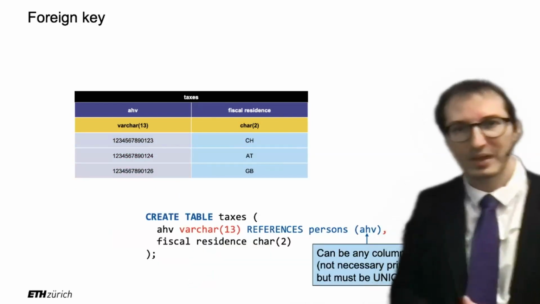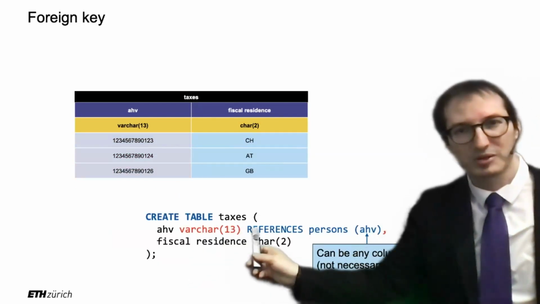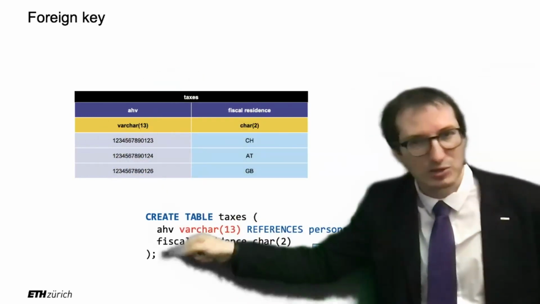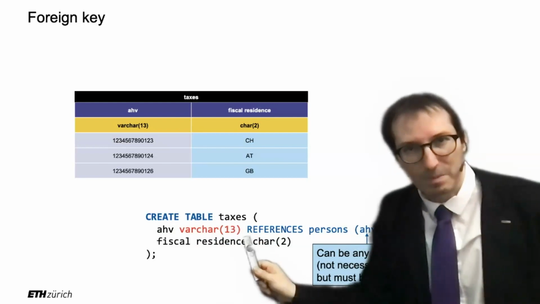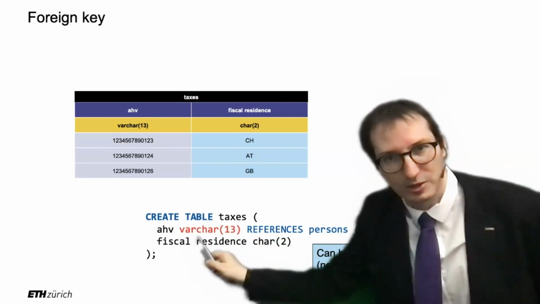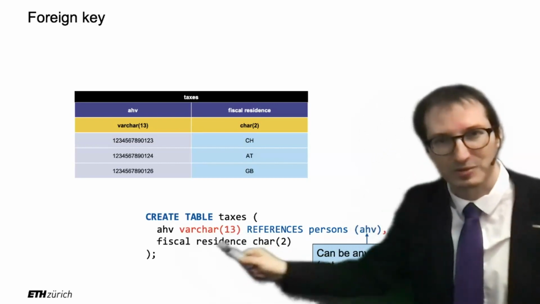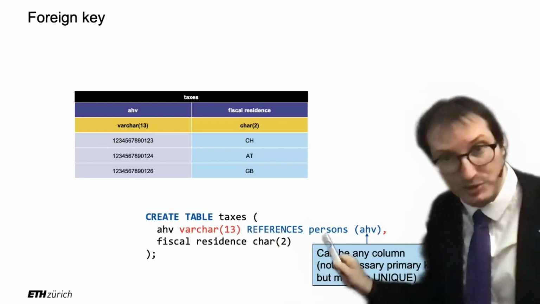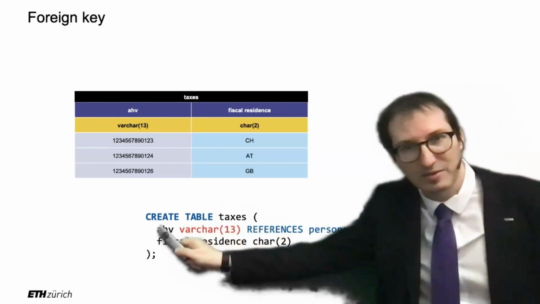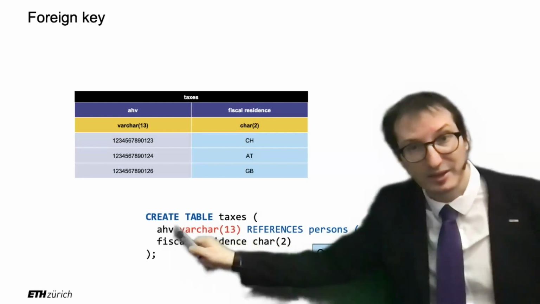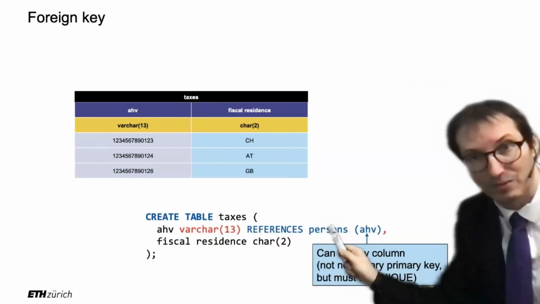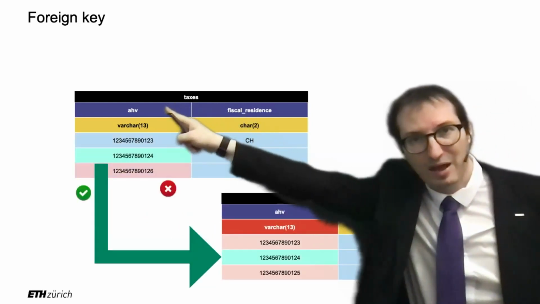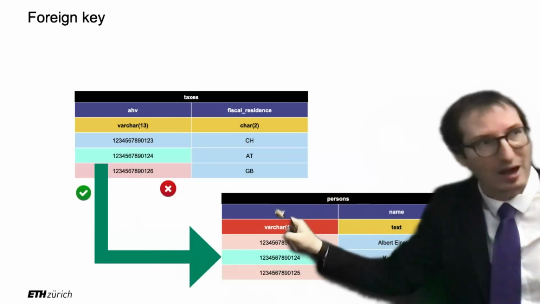All right, awesome. How do you do that? Well, you do it again using a column constraint. So when you define this table here with the fiscal residence, you say create table taxes, the usual with the column names and the types. Sorry, there is a typo here. There should be an underscore. There cannot be any space, of course, for obvious reasons. So the name of the column, the type. So after the type, you add references, persons, AHV. This says that this column here is a foreign key, and that foreign key is linked with the column AHV in persons. This is exactly what I showed here. This AHV references persons AHV.